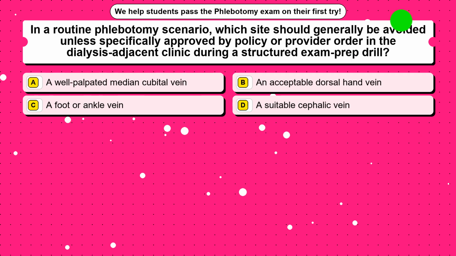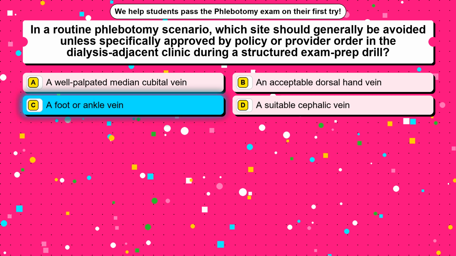Question 30. In a routine phlebotomy scenario, which site should generally be avoided unless specifically approved by policy or provider order in the dialysis adjacent clinic during a structured exam prep drill? Option A: a well-palpated median cubital vein. Option B: an acceptable dorsal hand vein. Option C: a foot or ankle vein. Option D: a suitable cephalic vein.